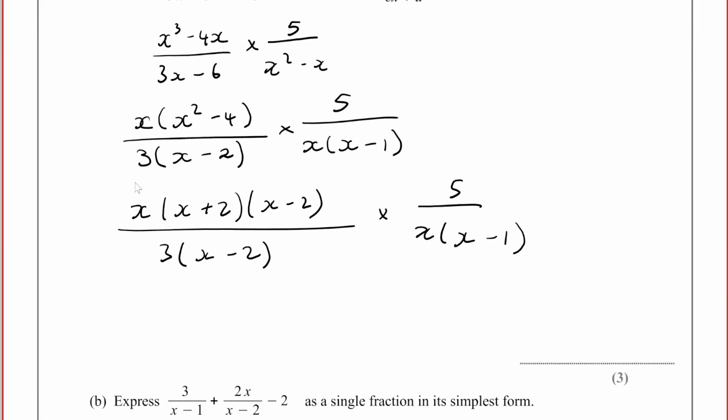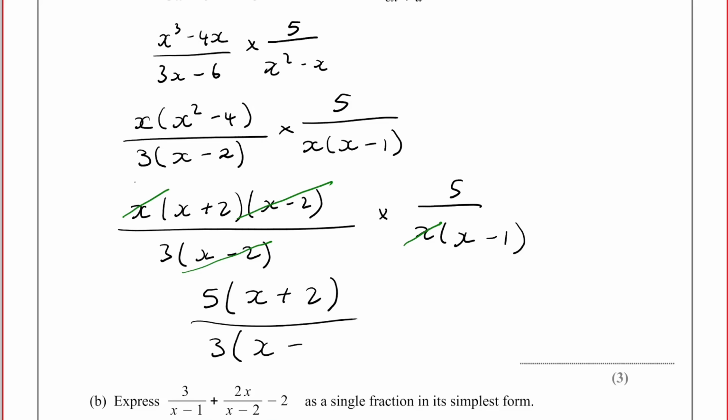And we can just simplify what we can. So if we divide top and bottom by x minus 2 and divide top and bottom by x, that leaves us with 5 times (x plus 2) on the top and 3 times (x minus 1) on the bottom. To get it into the right form that the question asks for, we just need to expand these brackets. So 5x plus 10 over 3x minus 3.